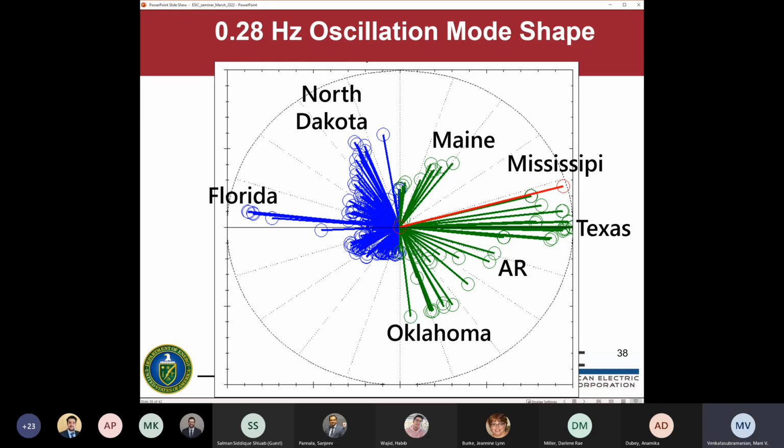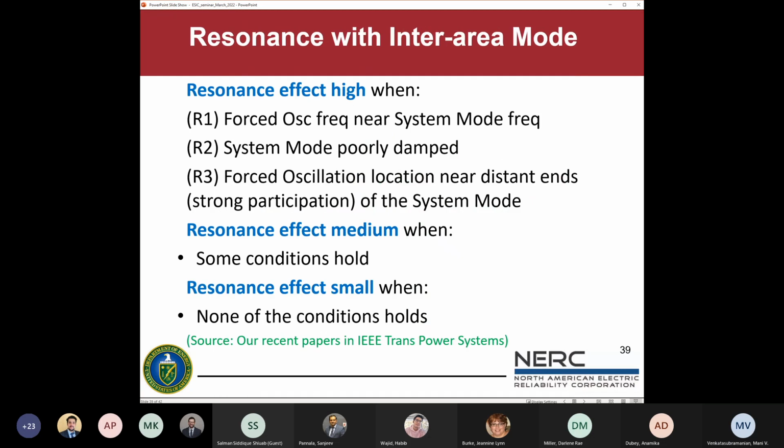We have to find the source so that we can stop the oscillation from interfering with the grid. So this is one of the big research questions that many researchers are working on. We developed some theory for how to analyze the resonance between interarea modes and forced oscillations, and we showed that three conditions need to be in effect for large amplification effect.